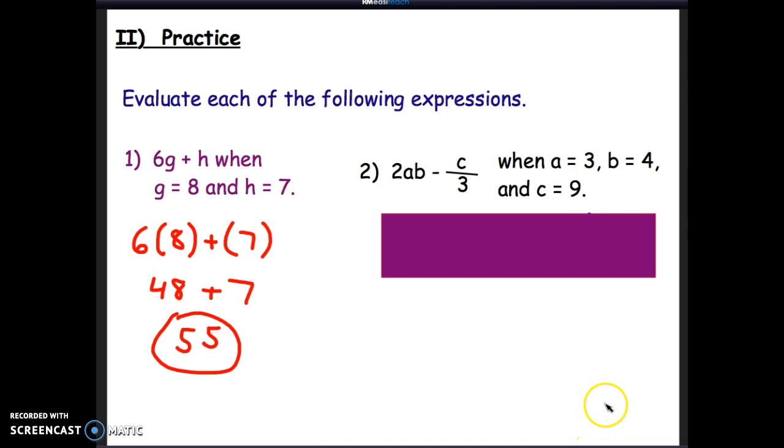Okay, now let's try another one. This time I want you to try it. So pause the video, write down the problem, put in the parentheses, and then plug in the different values. So pause, and then start it up again when you're done.